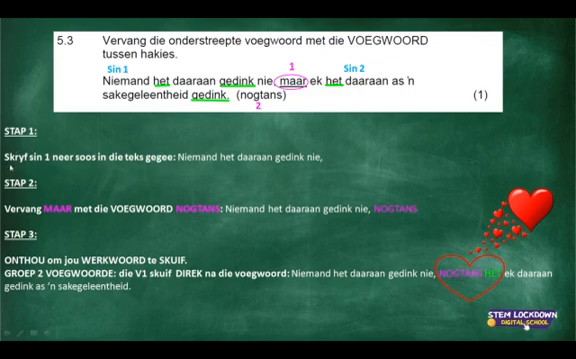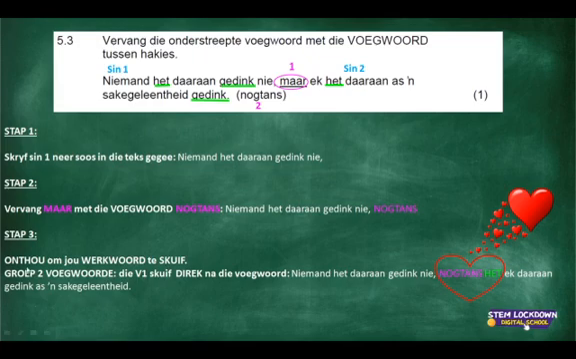Stap 1. Skryf sin 1 neer soos in die teks gegee. So you rewrite sentence 1 as it has been given to you in the exam paper. Niemand het daaraan gedink nie. Stap 2. Vervang maar met die voegwoord nogtans. You are now going to replace maar with the conjunction nogtans. In stap 3, onthou om jou werkwoord te skuif. Remember to move your verb after the conjunction.